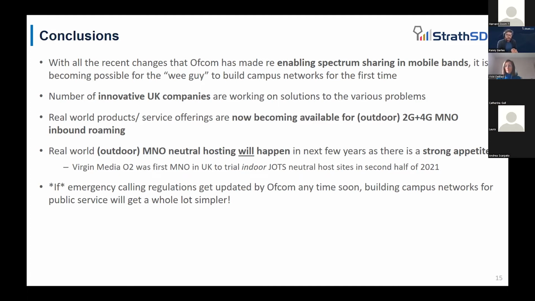And we're now at the stage where real world solutions are becoming available for outdoor 2G plus 4G radios and 2G plus 4G roaming cores. And real world outdoor neutral hosting will happen because there's a very strong appetite for it across the UK. And Virgin Media O2 was the first UK MNO to trial indoor JOTS, and they did that in the tail end of last year. So this is coming, so it will sort itself out.